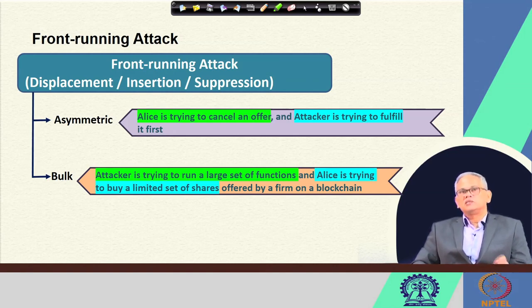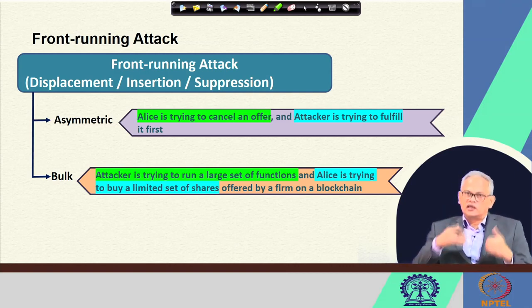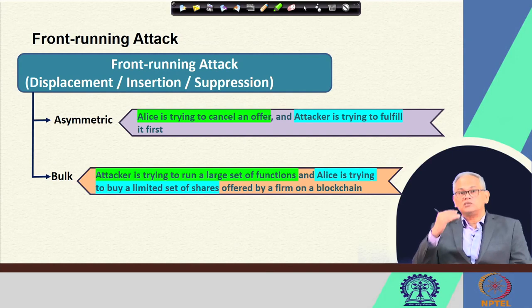For example, asymmetric is where Alice is trying to cancel an offer and an attacker is trying to fulfill it first. Say Alice initially made a transaction that she is willing to buy 100 ethers, and later on she decided to cancel it. The attacker has enough ethers to sell, so the attacker can sell 100 ethers, but once the attacker sees that Alice is going to cancel that order, the attacker will not be able to sell his 100 ethers.